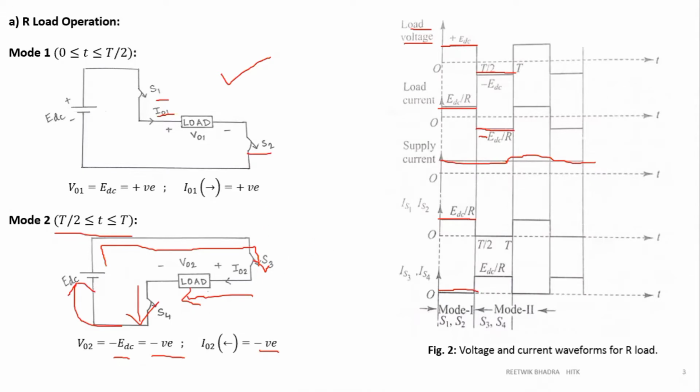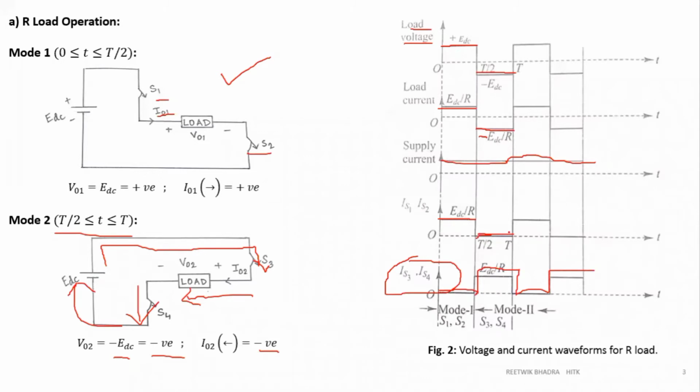Now during this period, which switches are on? S3 and S4. So obviously S1 and S2 current will be 0 during this period. What will be happening to S3 and S4? The current I02 during this period is nothing but the load current, which is negative. But as I told you yesterday, switch current can't be negative, so we have to represent this load current in the positive direction only. So EDC by R is represented in the positive direction. Then again 0 and it continues.